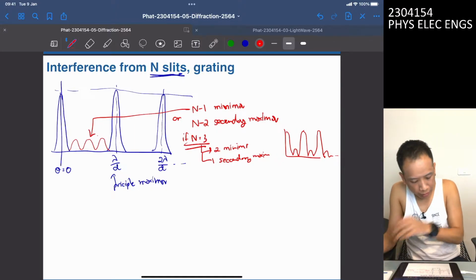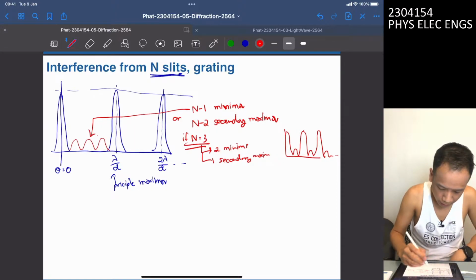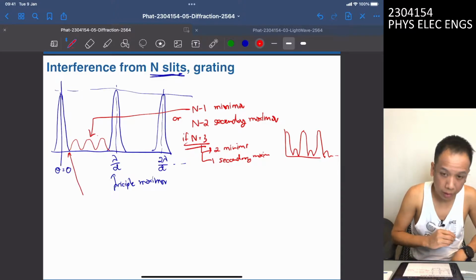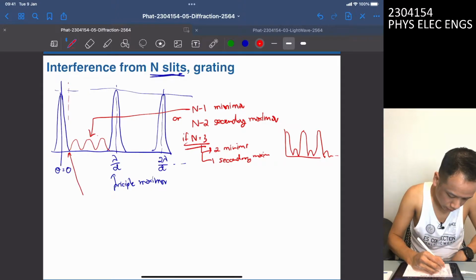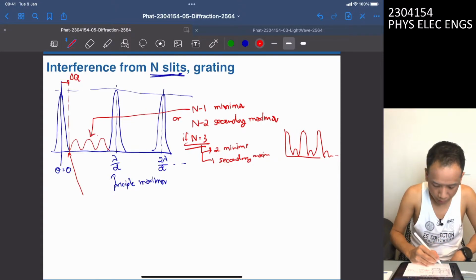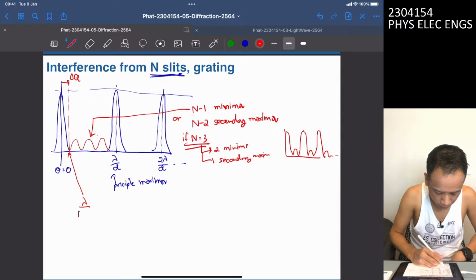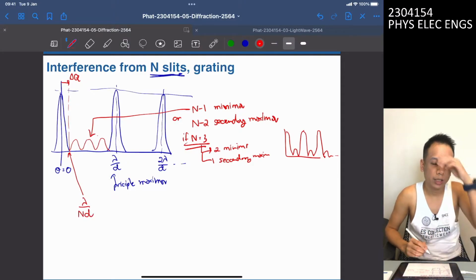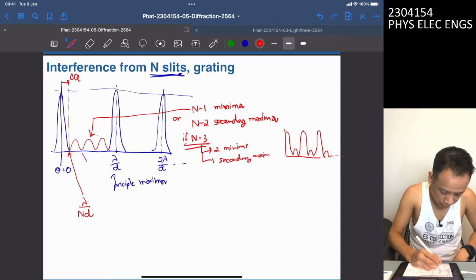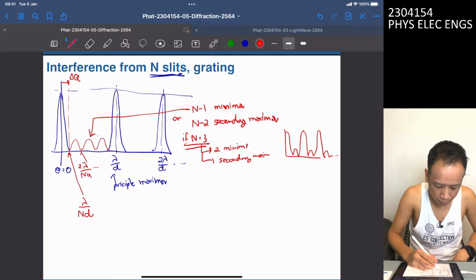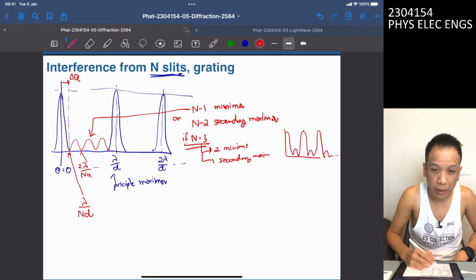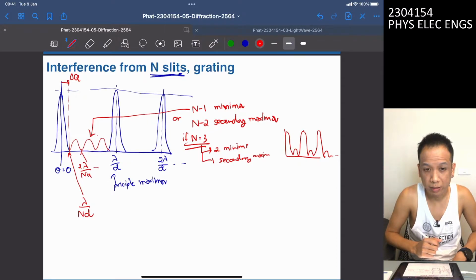And then you have the width, which sometimes people call delta theta, equal to lambda over nd. The second one can be 2 lambda over nd, and so on. And when it comes until n lambda over nd, it becomes lambda over d, and that becomes the principal maxima.